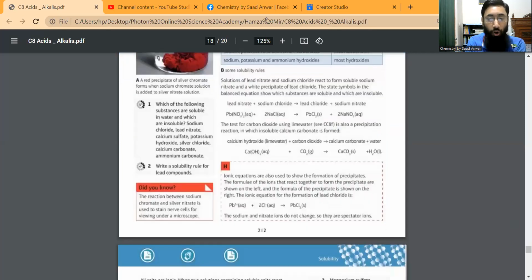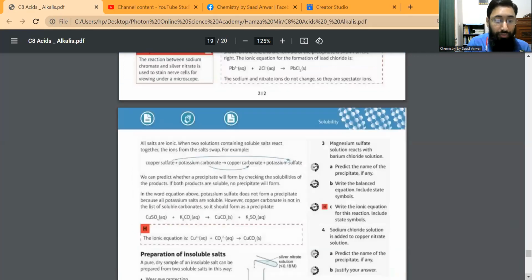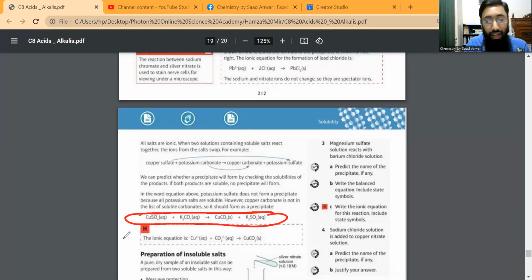And as homework, I want to assign you something: try to figure out this equation, and also write its ionic equation. This is your homework.